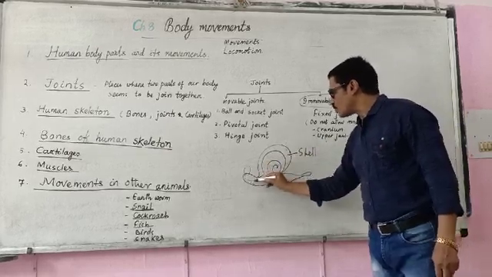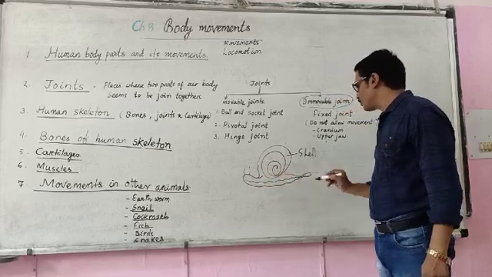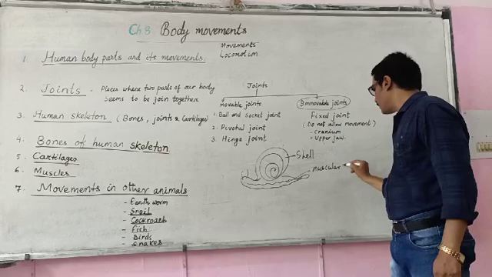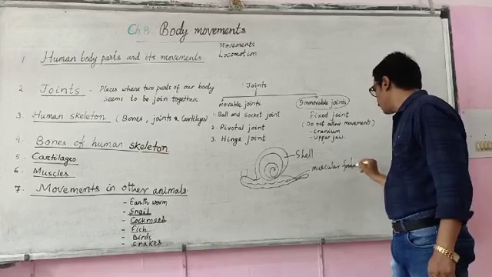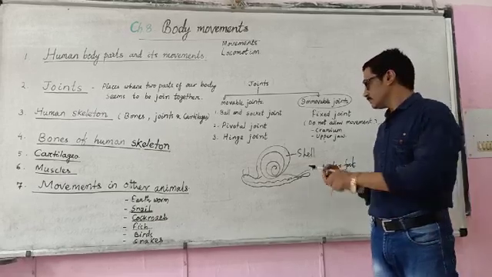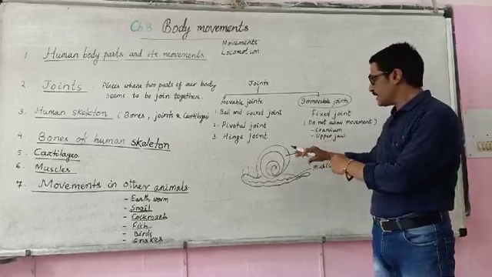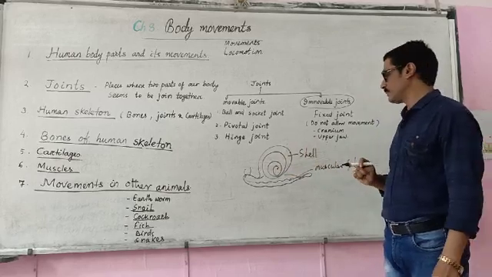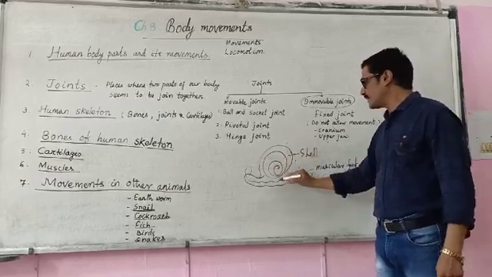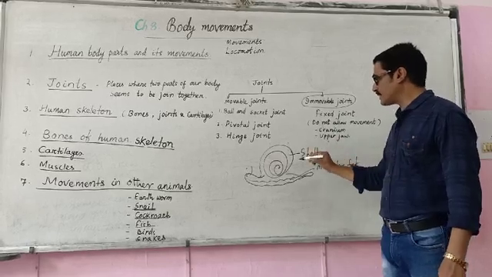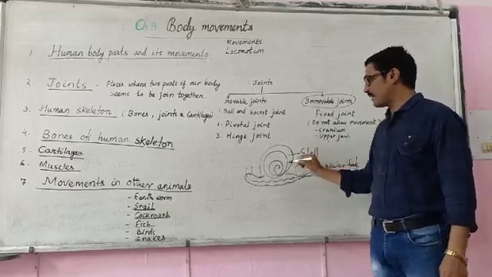There is a strong muscular hood. This muscular hood enables the snail to move on the ground or on the leaves. A wave-like movement takes place in the strong muscular hood, so that it helps the snail to drag along its body.